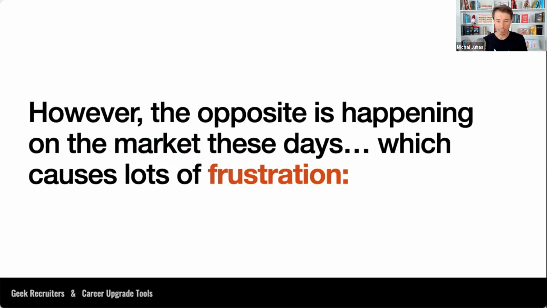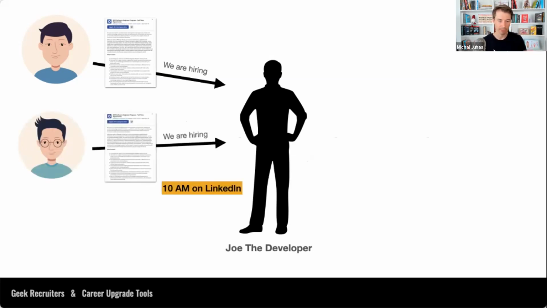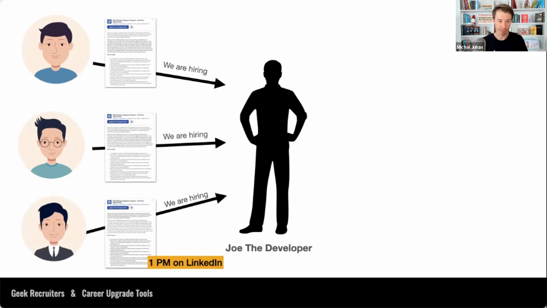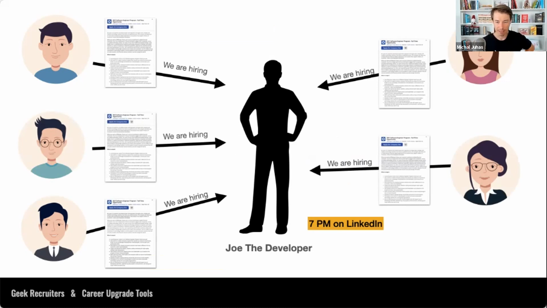So, if you look at the market these days, the opposite is happening, which causes lots of frustration at the end of the day. So imagine Joe is the developer who receives a message at 9 a.m. on LinkedIn, hey, we are hiring a Java developer. And then at 10 a.m. he receives another message, hey, Joe, we are hiring a Java developer. And then another message at 1 p.m., Joe, we are hiring a Java developer. And then at 3 p.m., another message. Joe, we are hiring a backend developer. And another message. Joe, we have an opening. So IT professionals receive lots of messages on LinkedIn. They have lots of opportunities.